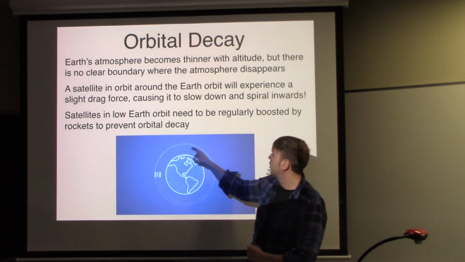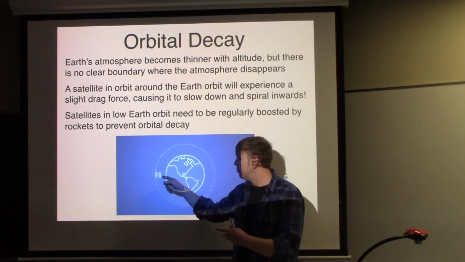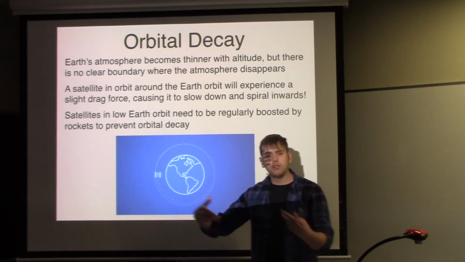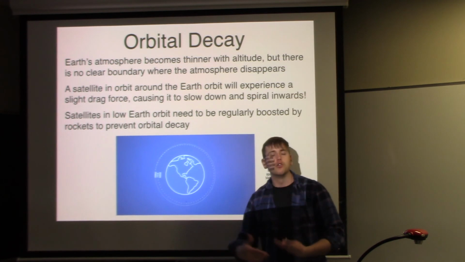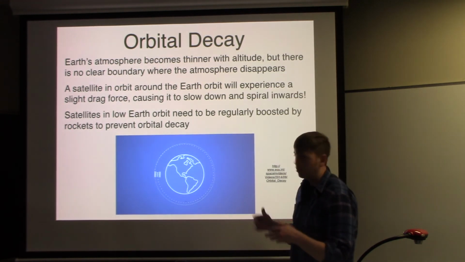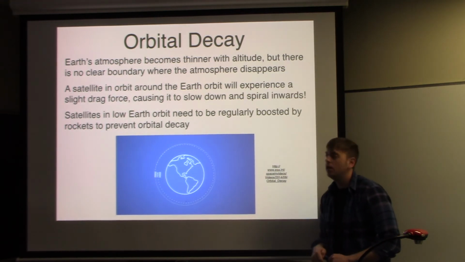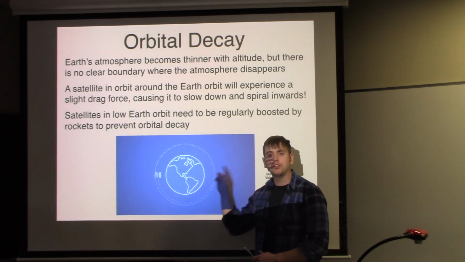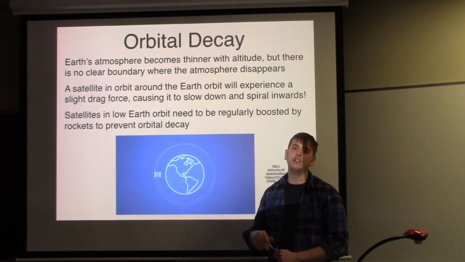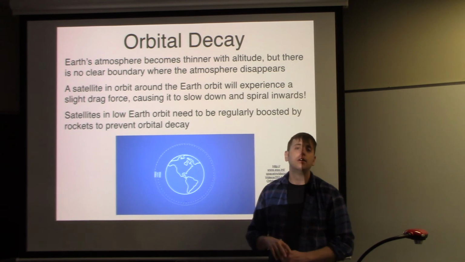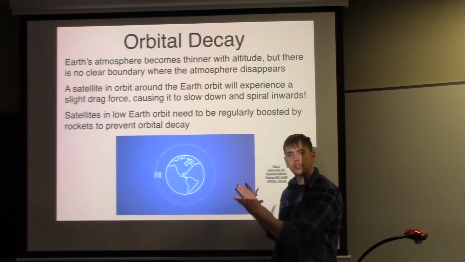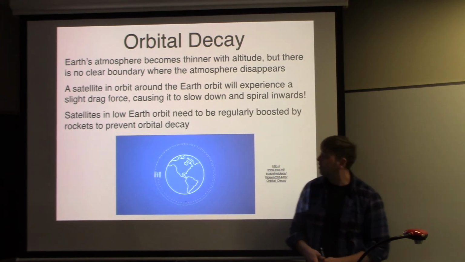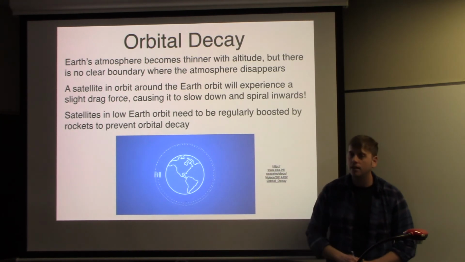Okay, and then it spirals in a little bit more, and then, okay, we got to boost it back to where it's supposed to be. So there's this regular correcting of orbits that happens for any real satellite in low Earth orbit. The math of orbital decay is pretty complicated. You need calculus to really do it right. So we're not going to get into that, but I just wanted to show you the concept in that in the real world, there's orbital decay, and we have to correct for that.